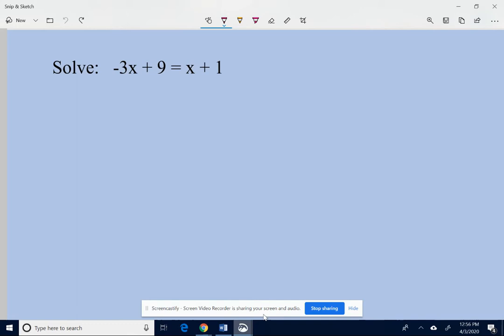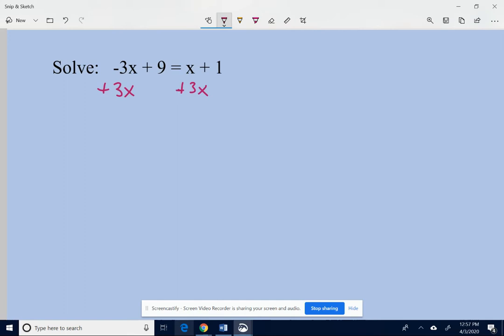Negative 3x plus 9 is equal to x plus 1. Our first goal is to get the x's on one side. I could think of this as a negative 3x, but I'm going to think of it as a subtracted 3x, and I'm going to think of this as an added x. So I want to get rid of one of them. I'm just going to get rid of my subtracted 3x by adding 3x to both sides.